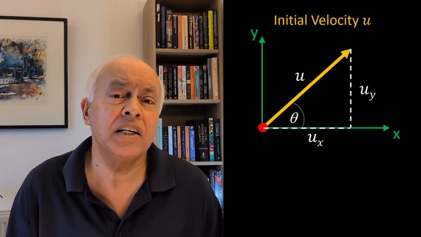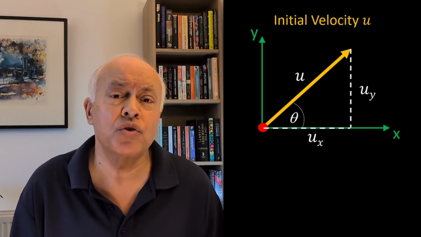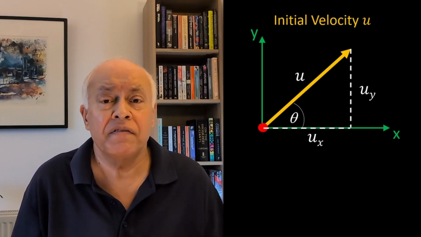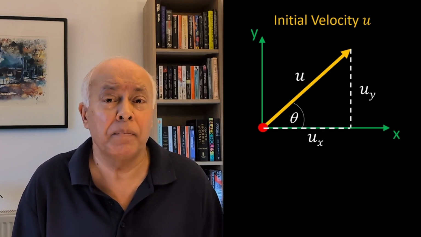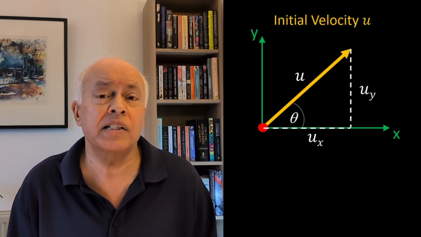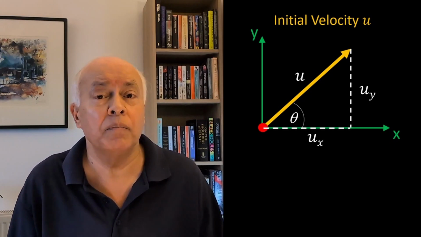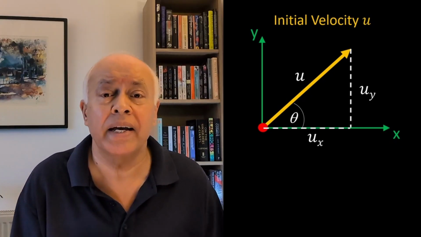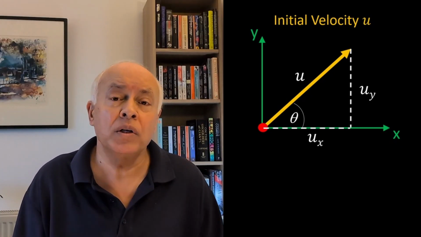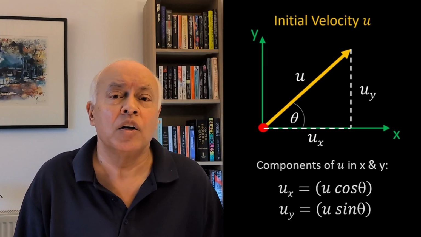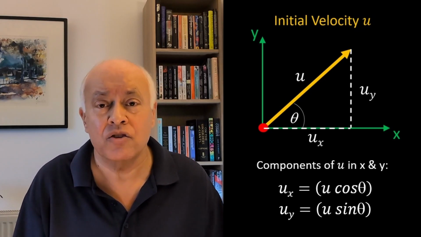Firstly, let's consider the initial velocity u, and we can draw it like this. U is a vector at angle theta with a magnitude u. And so we can split this into two vector components along the x and y axes. The components along each axis can then be written like this using basic trigonometry.